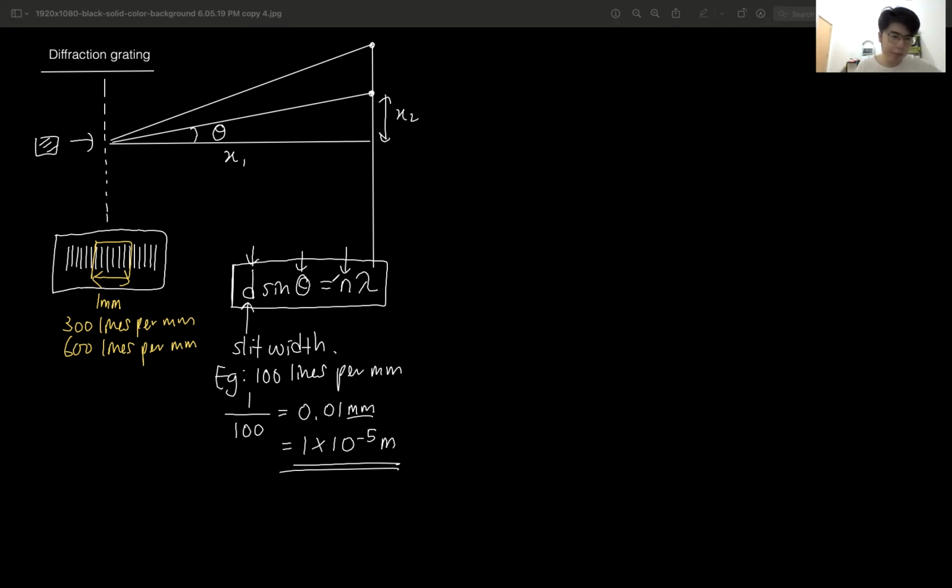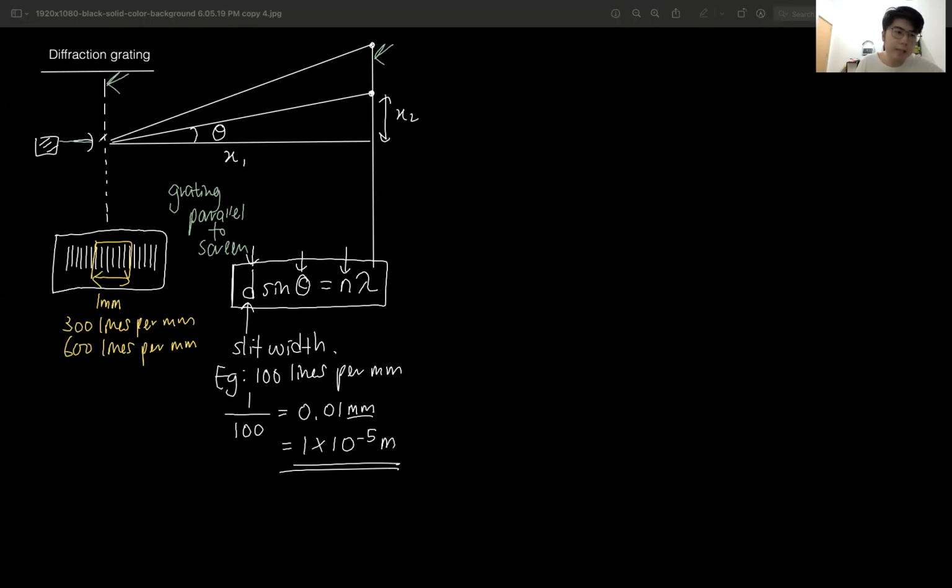Once you have this, no problem, you can find the wavelength. Now, one thing to take note of when you do the experiment is that you have to make sure the grating must be parallel to the screen. Grating parallel to screen.